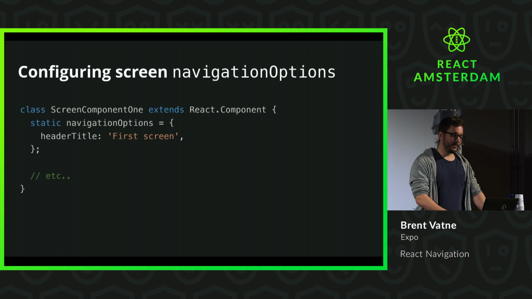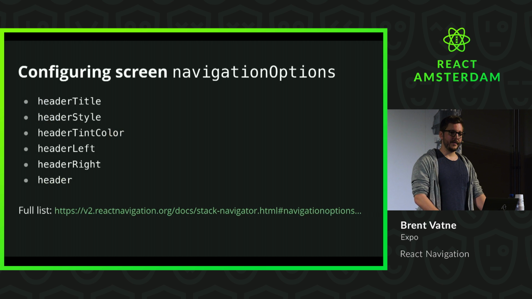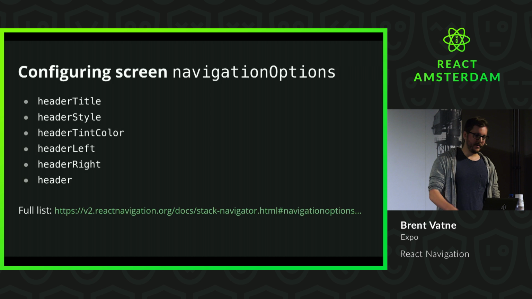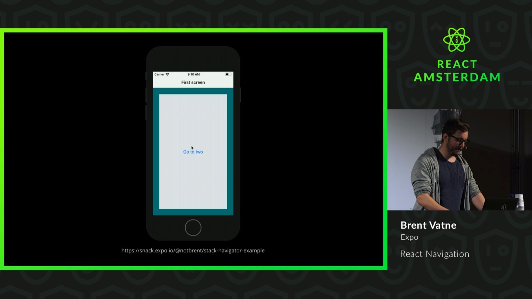So when we want to do things like configure different aspects of the navigator from within the screens, we can use this thing called navigation options. Here we're just changing the header title, but there are a bunch of other things that you can configure, and this really all depends on what navigator you're using. And you can even go and replace, in this case, the entire header with your own React component.